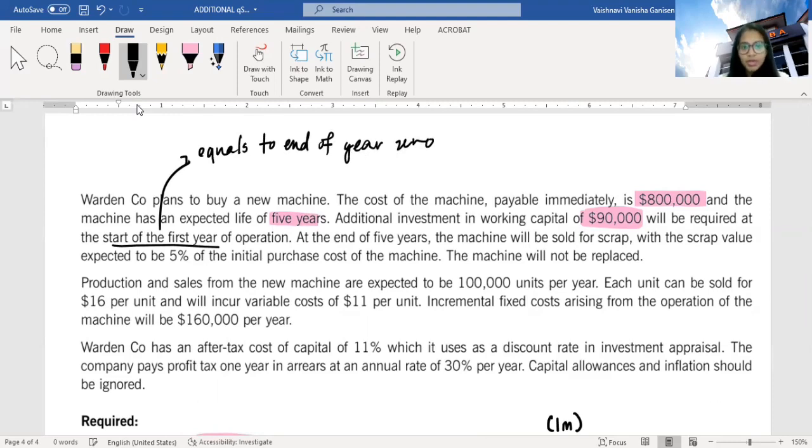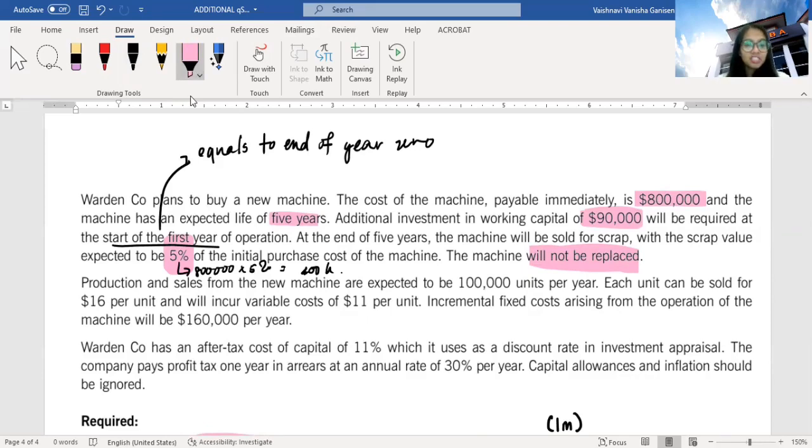Right? Now, at the end of 5 years, the machine would be sold for scrap. The scrap value is 5% of the initial purchase cost. Means 800,000 multiply 5%, 40,000. Okay? The machine will not be replaced. Okay? So if you never say the machine is replaced, that means you will continue.